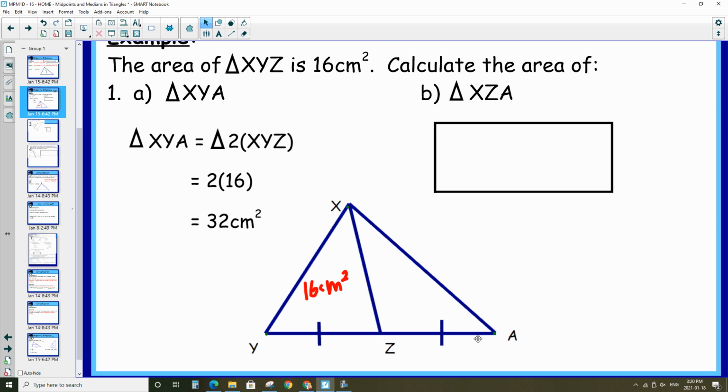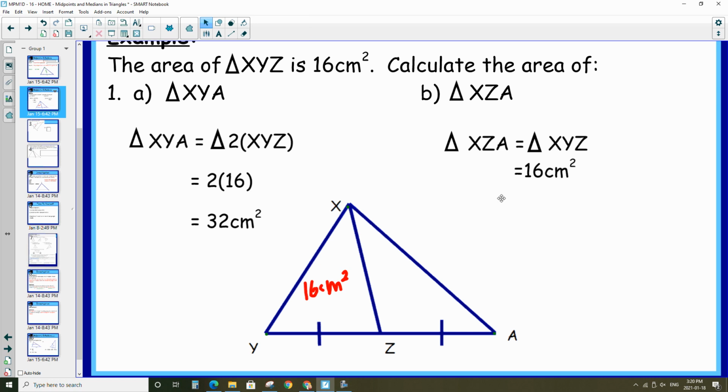And question B, find the area of triangle XZA. So XZA would just be the second triangle over here. And I said that this median has broken up our triangle into two equal parts. So if this side is 16 centimeters squared, that means the other side also has to be 16 centimeters squared. Okay, so those are equal to each other.